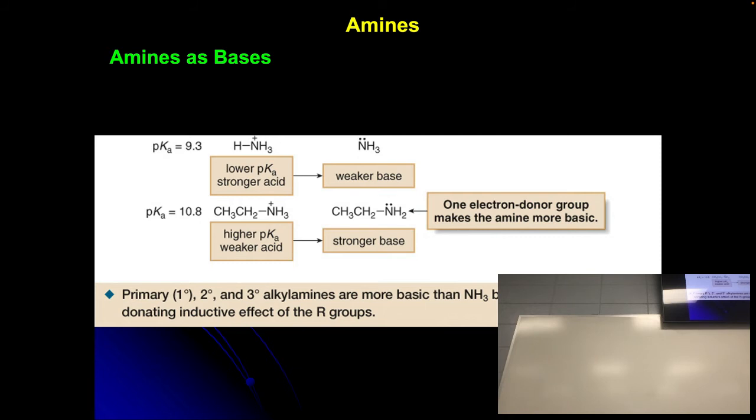So what do you think would happen if we put a second R group here? Would it be more or less basic than this one? More. It would be more. And if I add a third, more. And if I add a fourth, no longer. Why? Because I no longer have the lone pair of electrons, right? Got to keep that, right. So primary, secondary, and tertiary is the order of basicity, okay?